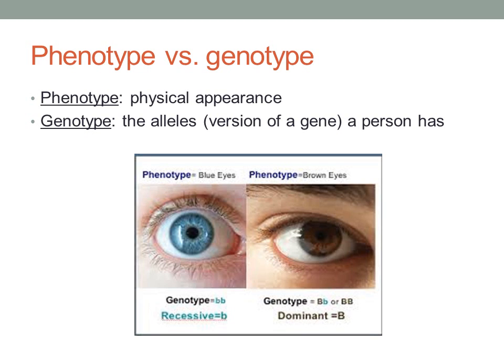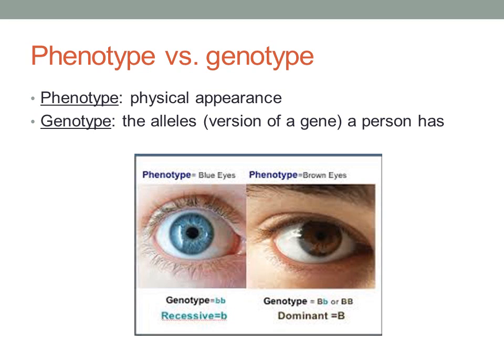All right, and then kind of the last topic that we went over was genetics, and I just want to revisit the idea of phenotype versus genotype. Remember, phenotype is the physical appearance, and genotype are the alleles or the version of a gene that a person has. So for example, if we look on the left-hand side of this picture here, we see someone with blue eyes.